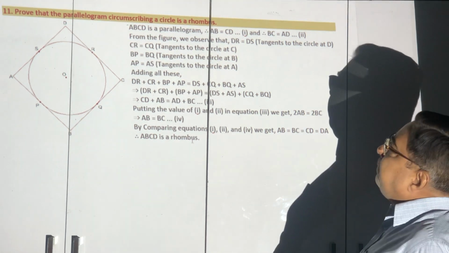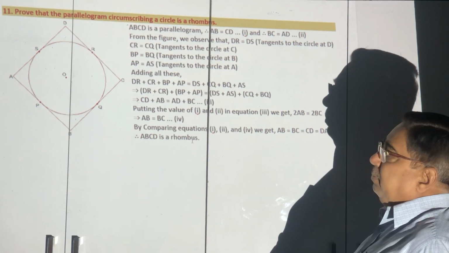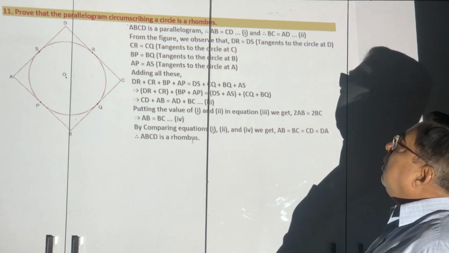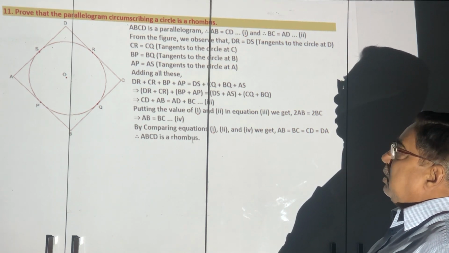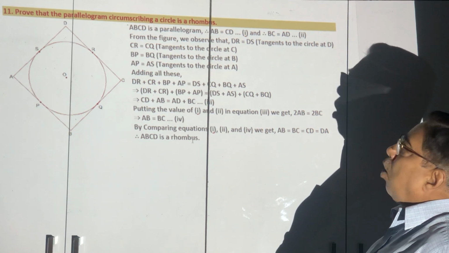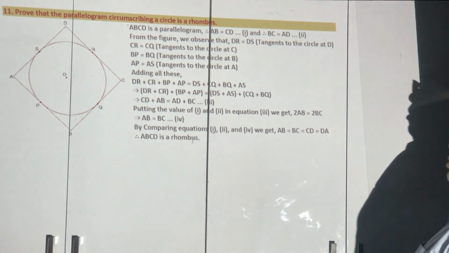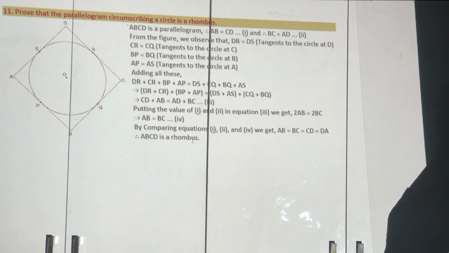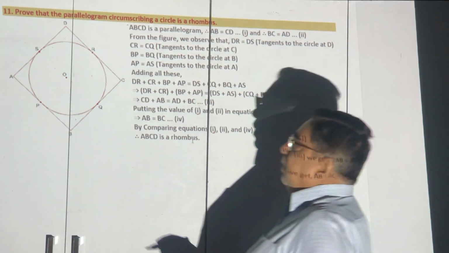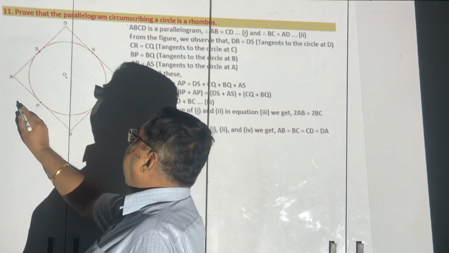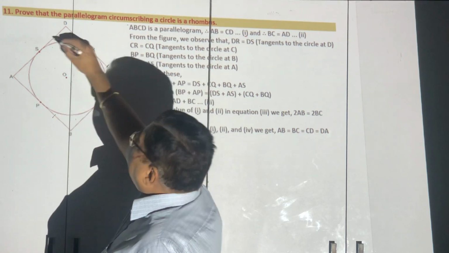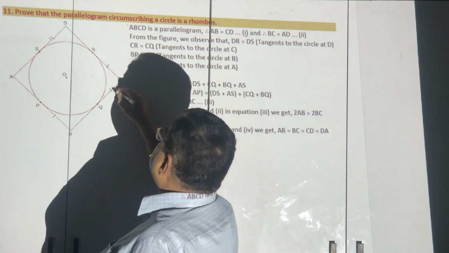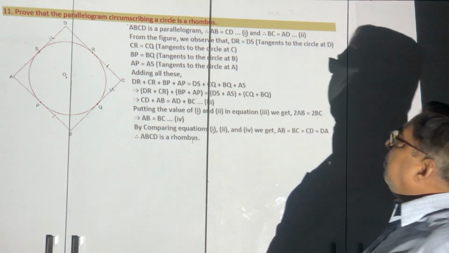Now, we have to show that a parallelogram, which means opposite sides are congruent, drawn circumscribing a circle, outside the circle, touching it at one point, is a rhombus. First, it is a parallelogram, they have told us. Therefore, this AB will be equal to this, and this side will be equal to this side. That is our step number 1.